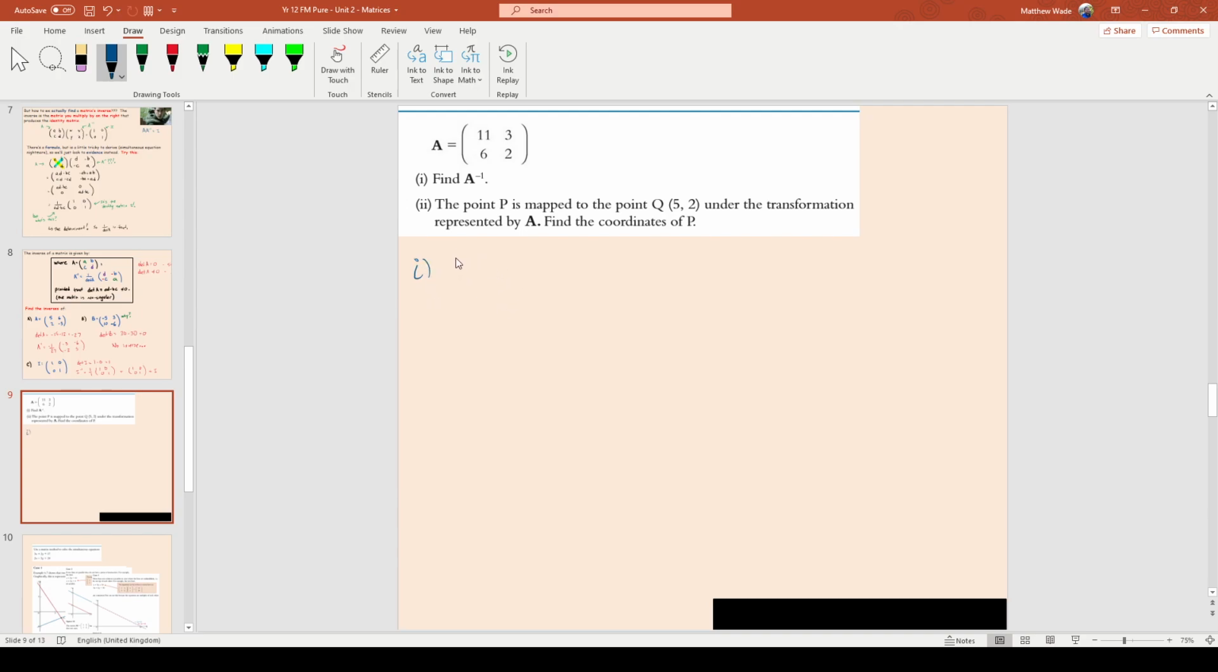That's it, determinant. So first things first, get the determinant of A so we can use our formula. 11 take 2 is 22. Take away 18, so the determinant is 4, which means it does have an inverse. And let's do it. What is A inverse?